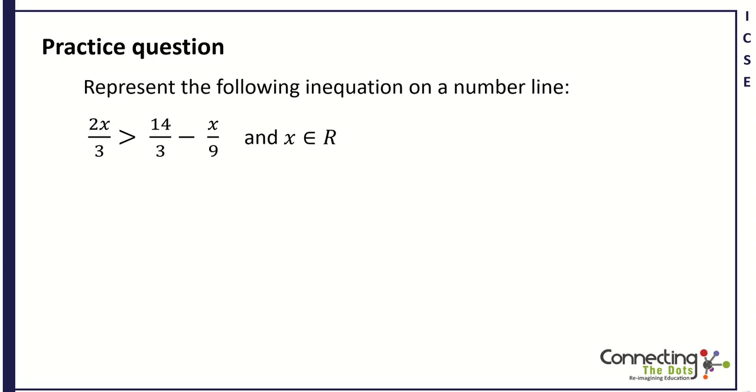Our next question is this. So I can bring the minus x by 9 term to this side. I multiply both sides of the inequation by 9 to get rid of the denominator. So we get 6x plus x is greater than 42, and so 7x is greater than 42, x is greater than 6.